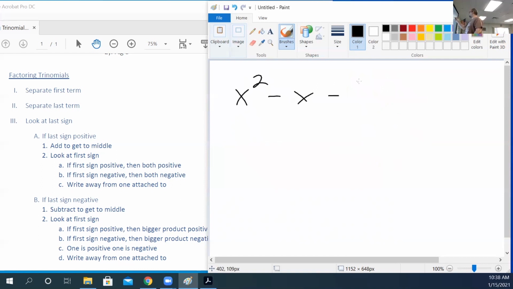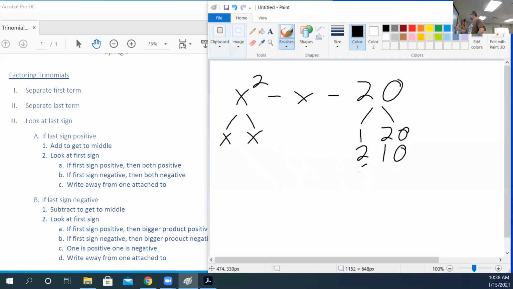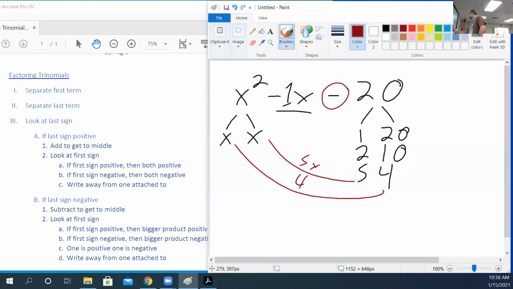x squared minus x minus 20. All right, same style, right? First term, x and x. 1 and 20, 2 and 10, 5 and 4. And middle term is, well, 1. We see the last sign is negative, so that puts us down in group B. We're going to subtract to get the middle. So 5x minus 4x will give us the 1x. This is what we want.